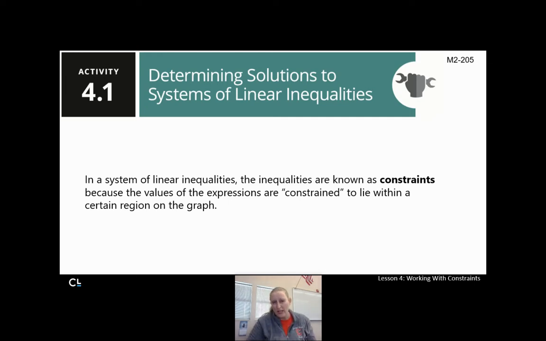So the inequalities become known as constraints, because the values of the expression are constrained to lie within a certain region of the graph. So now, instead of looking at my lines intersecting, where their point is my solution, we're looking for where our inequalities are creating a certain region of the graph. That's where all of my solutions are going to be, that my inequalities are kind of hemming it in and saying, it has to be within this section. So that's why they're called constraints.